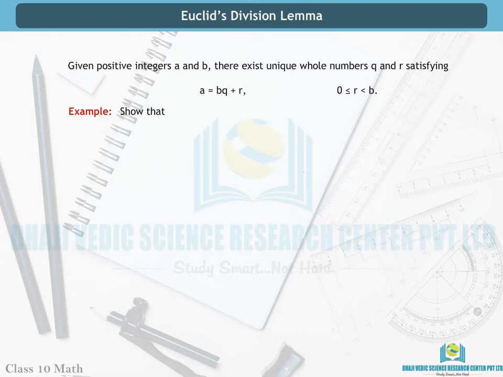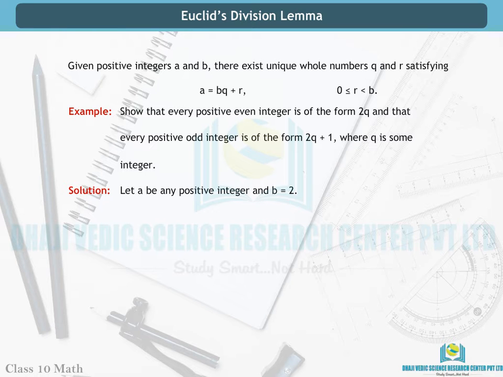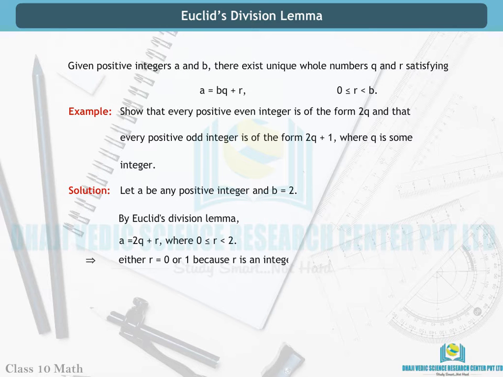Example: show that every positive even integer is of the form 2q and that every positive odd integer is of the form 2q + 1, where q is some integer. Solution: let a be any positive integer and b = 2. So by Euclid's division lemma, there exist integers q and r such that a = 2q + r, where r is greater than or equal to 0 but less than 2. It implies either r = 0 or 1, because r is an integer.